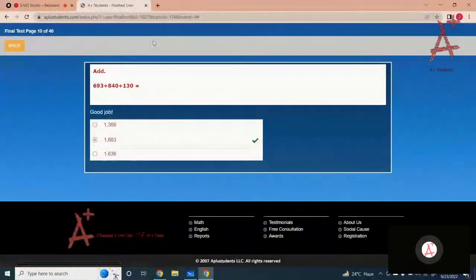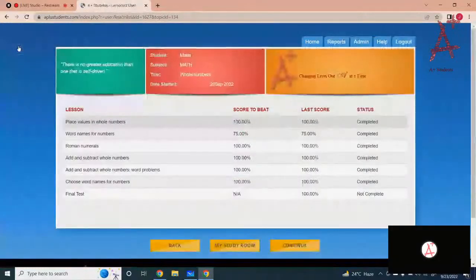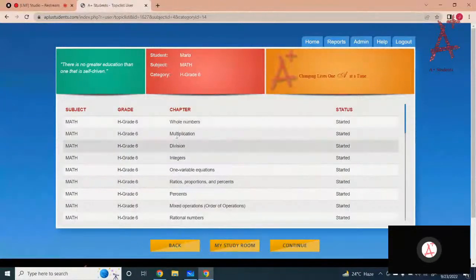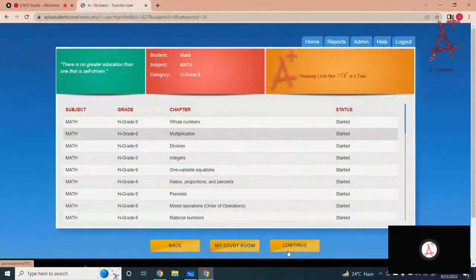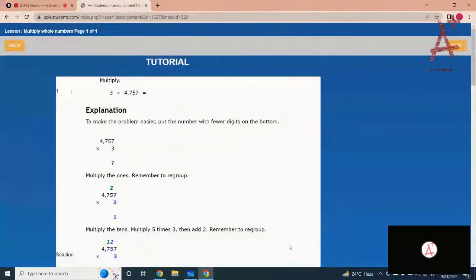Okay, you can complete the test by yourself later today. We are moving on to the next chapter. So just click on the back button. We have done this chapter, just click on the back button. Okay, we're going to start with the second lesson, that is multiplication. Click on the continue button. Okay, so start with multiplying 4757 multiplied by 3.